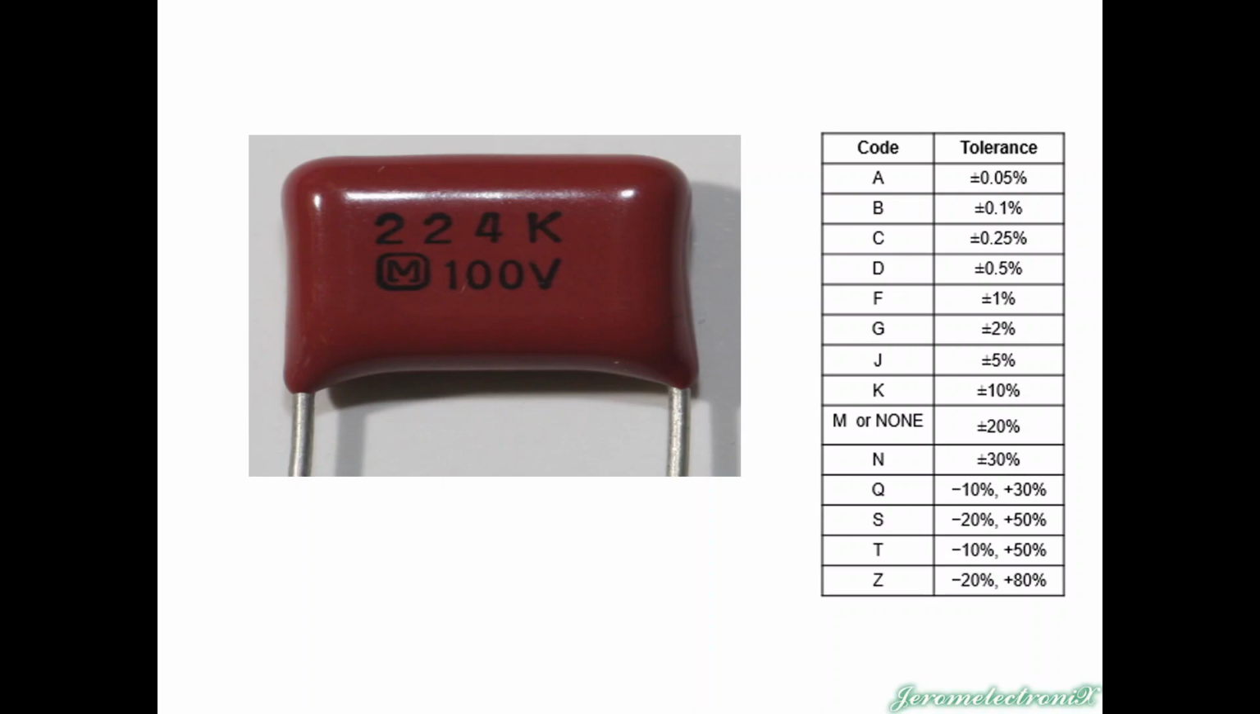This happens to be, if you've done it right, a 220,000 picofarad capacitor with a range of plus or minus 10%. The K does not stand for kilo. The K stands for the K code, which is plus or minus 10%. The prefix is not kilo, it's still pico. So hopefully you didn't mess that up.